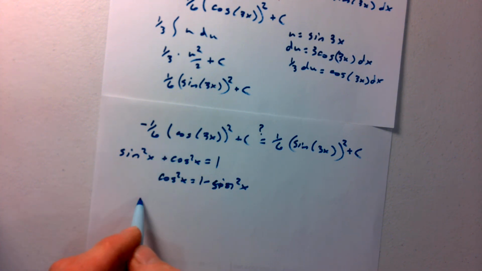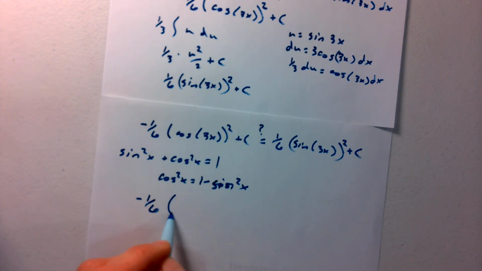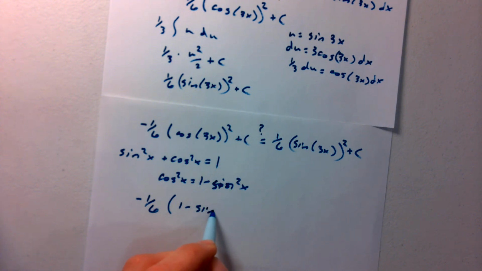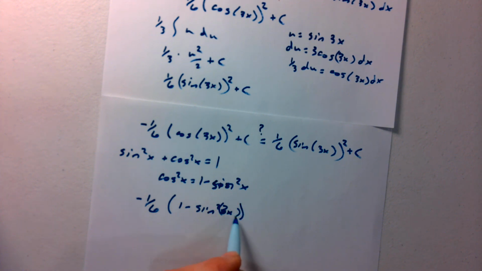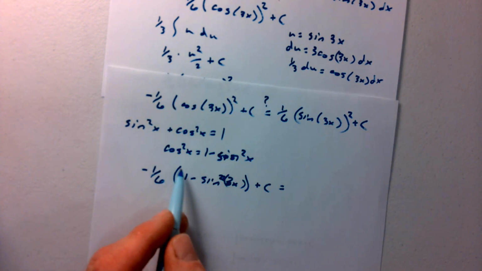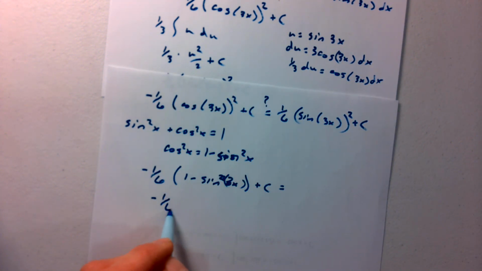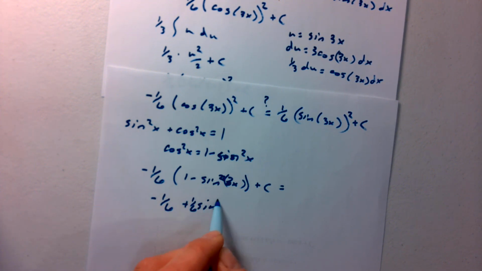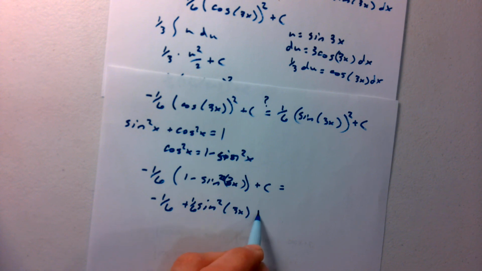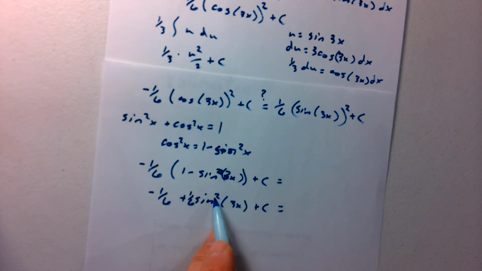So what does that mean? Well, it tells us that negative 1/6 of 1 minus sine squared of 3x, plus c, is going to equal that. If I multiply my negative 1/6 through, I get negative 1/6 plus 1/6 of the sine squared of 3x plus c. Well, are those two equal to each other?